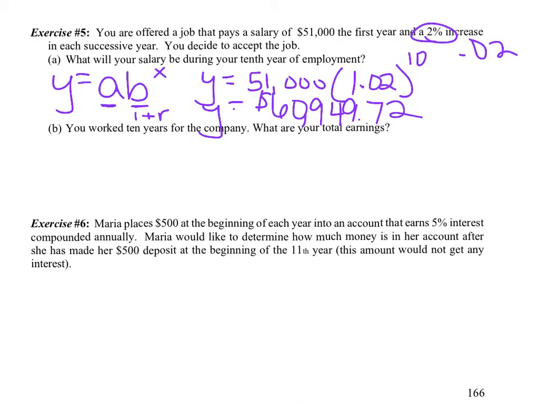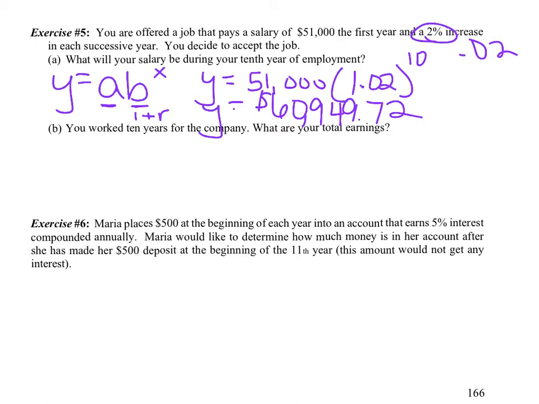Part B says you work 10 years for the company. What are your total earnings? Now, to me, that is a series because they want you to take the amount you earned in the first year, add it to the second year, add it to the third year. That's not what Part A asks you to do. In Part A, that's how much you're making in the 10th year. So that does come into play, but you're adding that to the 9th year, the 8th year, and so on. So I am going to use a series here.